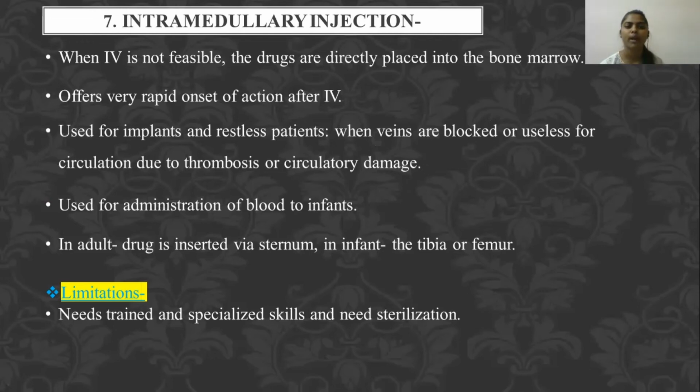It is used for implant and restless patients when the veins are blocked or useless for circulation due to thrombosis or circulatory damage. In cardiac arrest also we can use intramedullary injections. In adults, the drug is inserted via the sternum, and in infants, it will be the tibia and femur. The disadvantages are that it needs trained and specialized skill and needs sterilization.